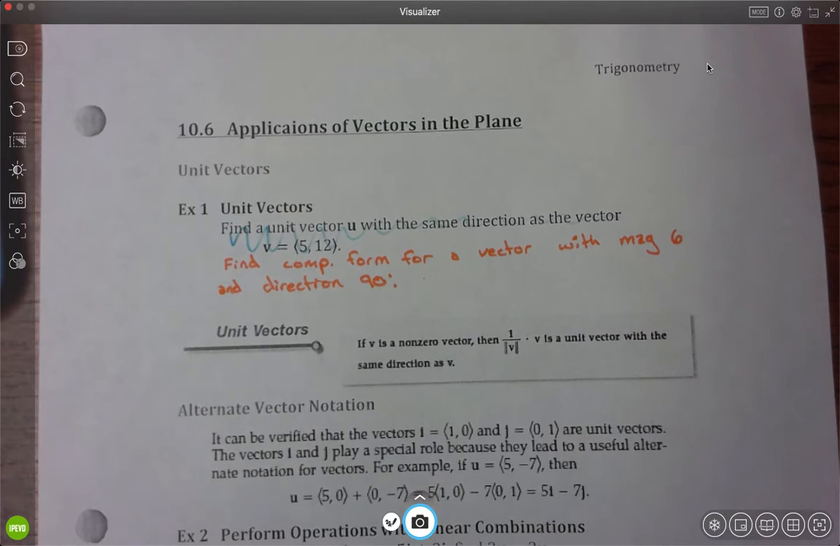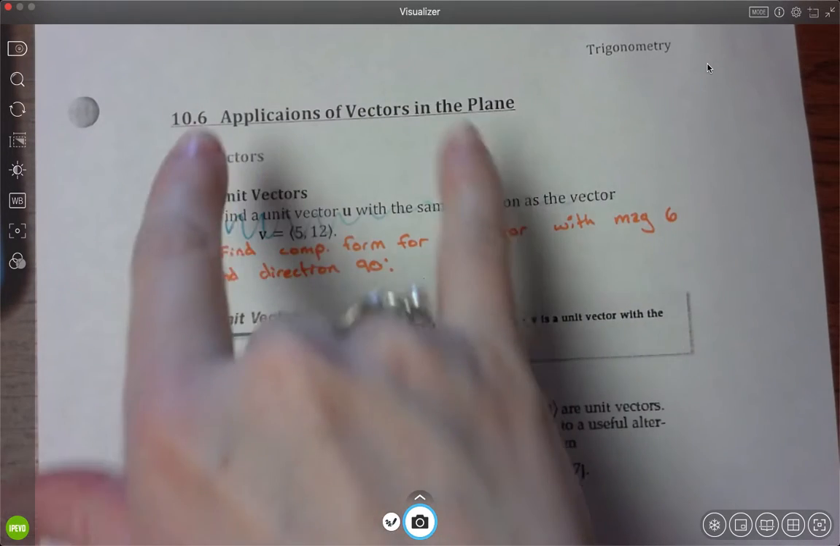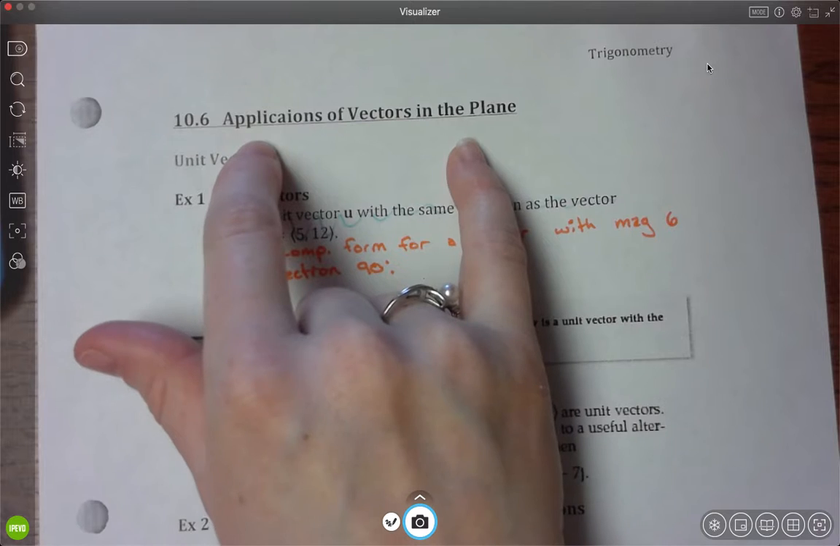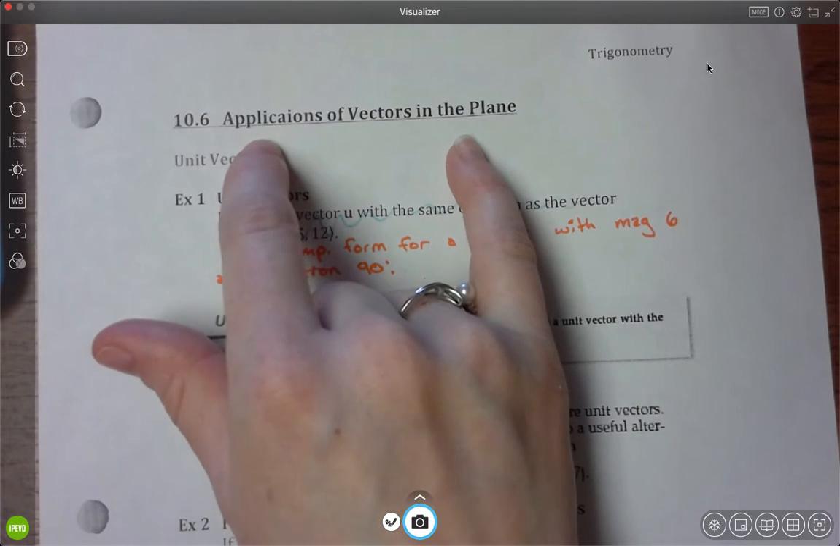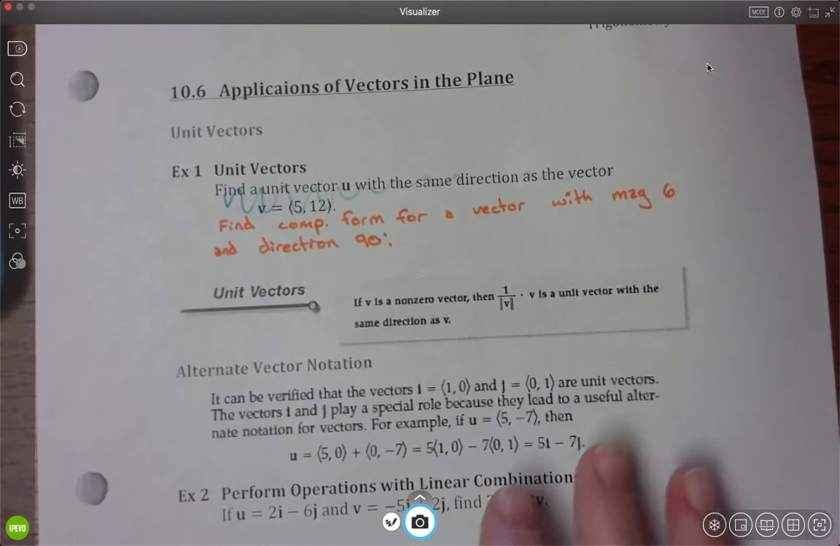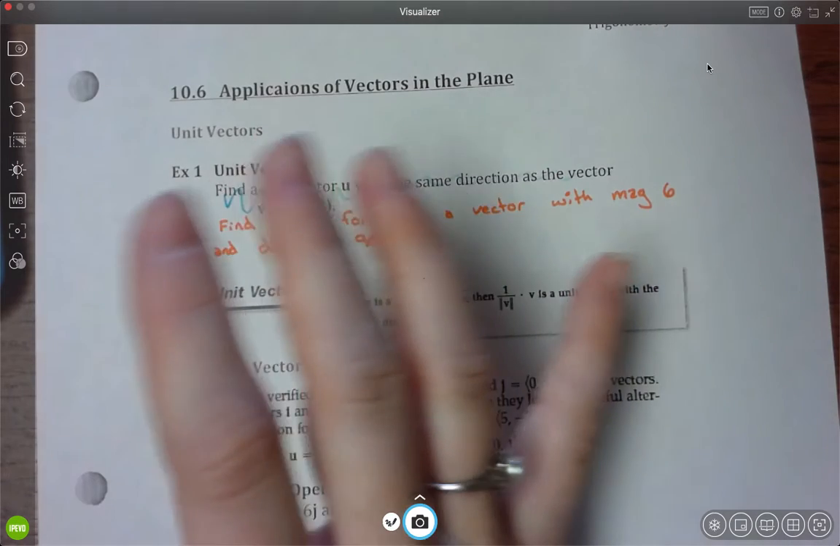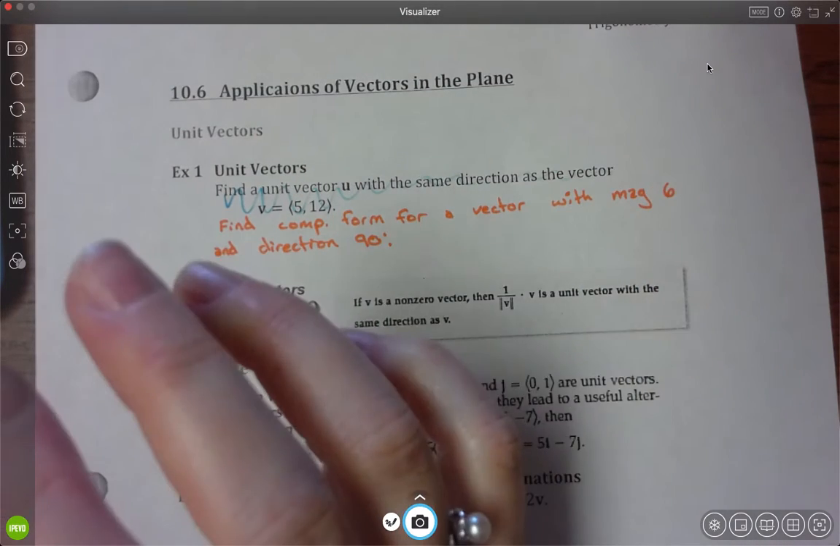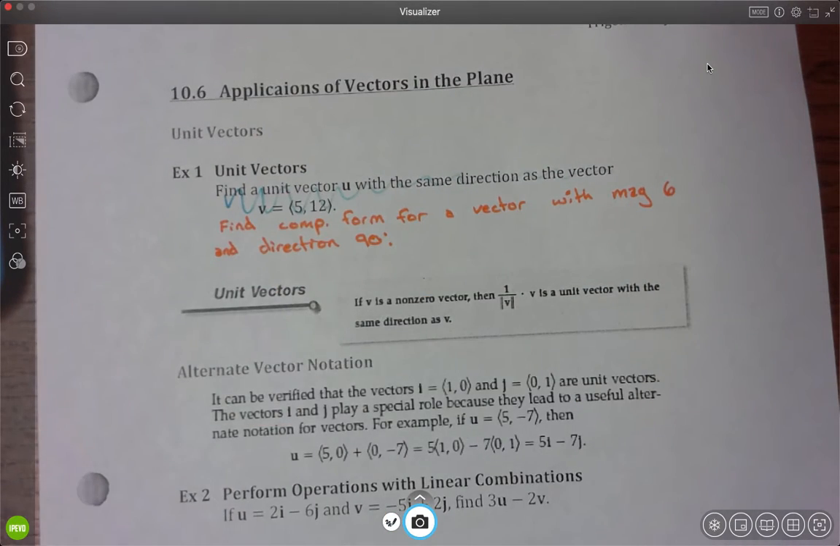So, 10.6, applications of vectors. This is what you guys probably did a lot in physics, if you've had physics already, but this is the whole reason why vectors are even used, okay? So I'm going to start us off. The first part of this video is just going to be the math behind the story problems, and then we'll get more into the story problems in the next video.